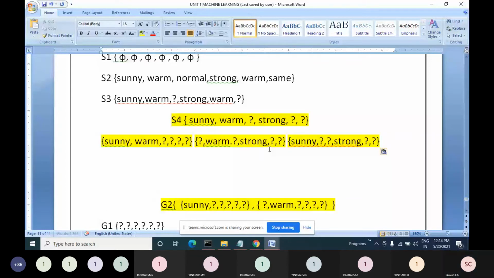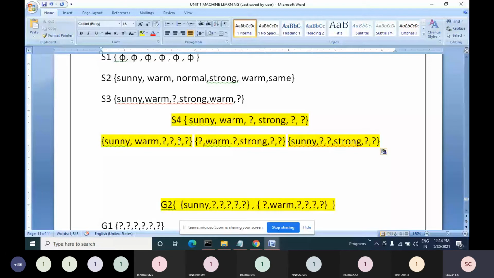See here. So sunny, warm, all question marks. Why did I get this hypothesis? See here in S4, I have sunny, warm, question mark, strong, followed by 2 question marks. But if I look at G2, I have one hypothesis which says, if the first parameter value is sunny, the remaining can all be question marks. So what I have done, sunny, warm I have retained, and the remaining 4 question marks I have written. This means that if this strong is also replaced with a question mark, that is also one possible hypothesis.